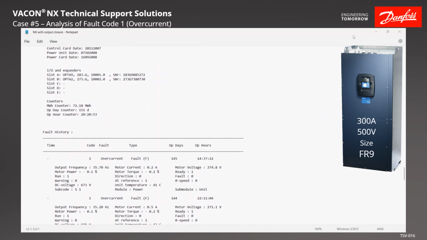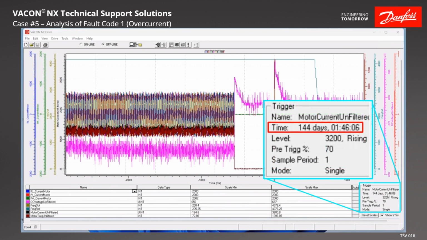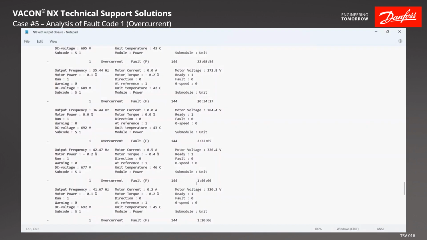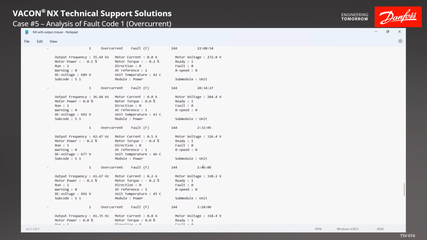So we take a look at the data logs for that, and we got 145 days, 14 hours, 37 minutes, 22 seconds. Let's see if the data logger matches that. So we got 144 days, 1 hour, 46 minutes, 6 seconds. So let's find the fault for that. Actually that fault's way down here, so that must be an earlier trigger on that fault. So that one's down here.